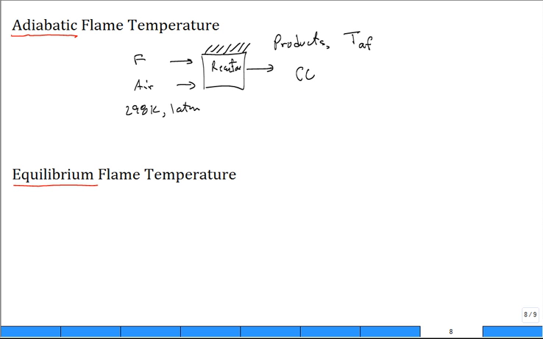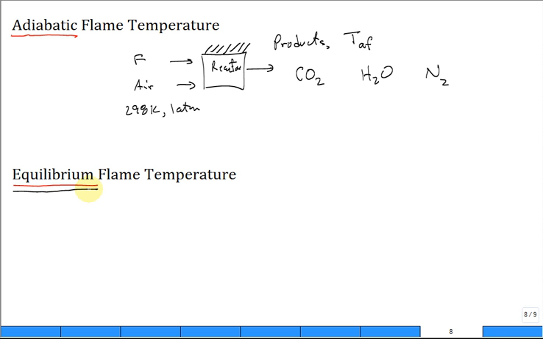If you're burning a hydrocarbon fuel, the carbon goes into the CO2 and the hydrogen of the hydrocarbon fuel goes to H2O, and then nitrogen goes along. Typically you quote the adiabatic flame temperature for stoichiometric, 100% theoretical air. You don't have excess or deficient air. It's the perfect amount of air, just the right amount. Well, what's the difference now with the equilibrium flame temperature?